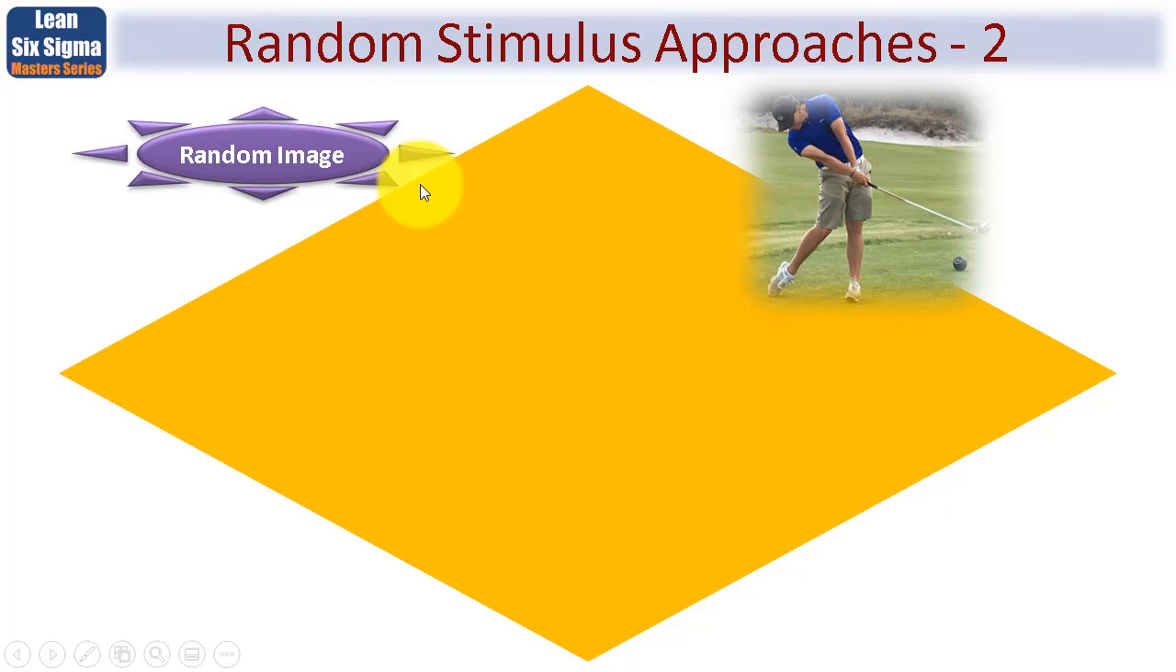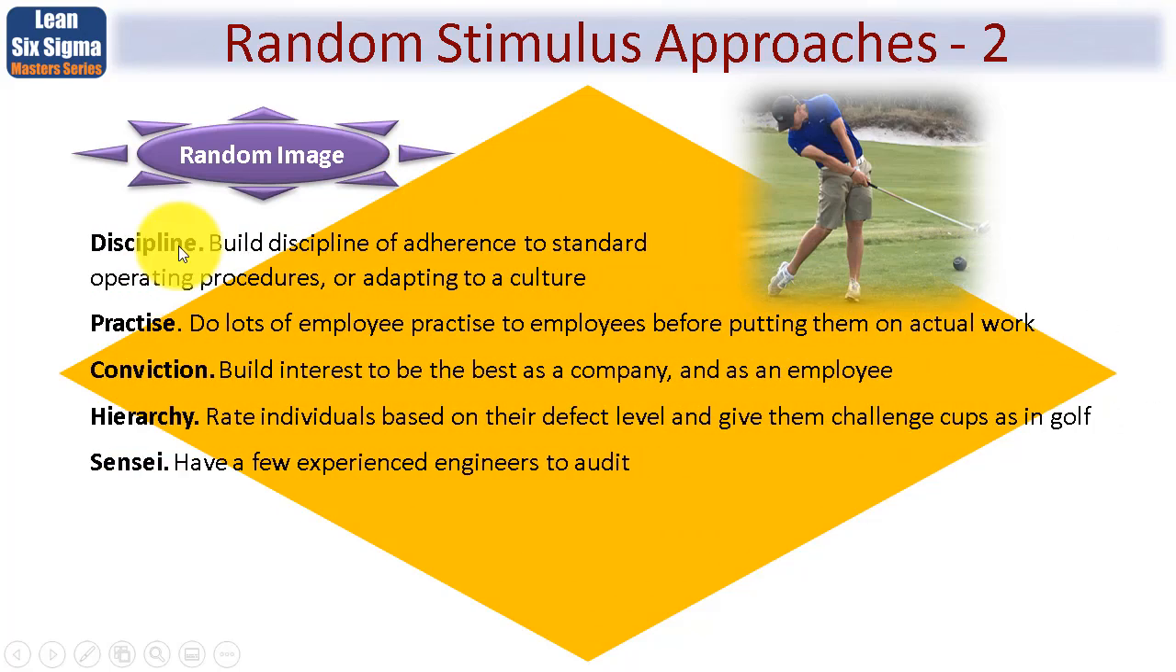Now, what do we have here? Well, the discipline involved playing golf. And how could we relate that back to our faulty wiring and soldering? Well, in the game of golf, you build a discipline of adherence to the way in which you play it, the rules of the game, all important critical approach when you're taking your shot and so on. So back in your workshop, build a discipline of adherence to standard operating procedures or adapting to a culture.